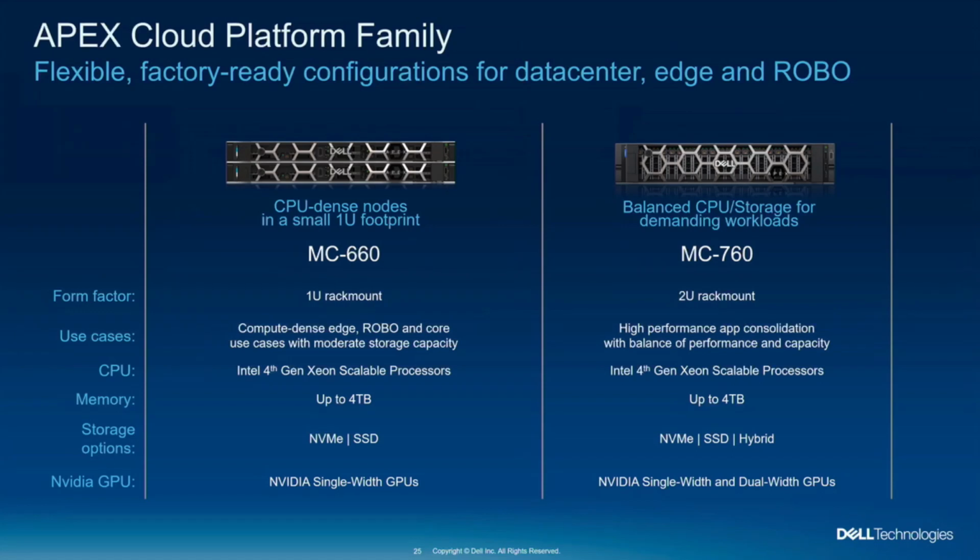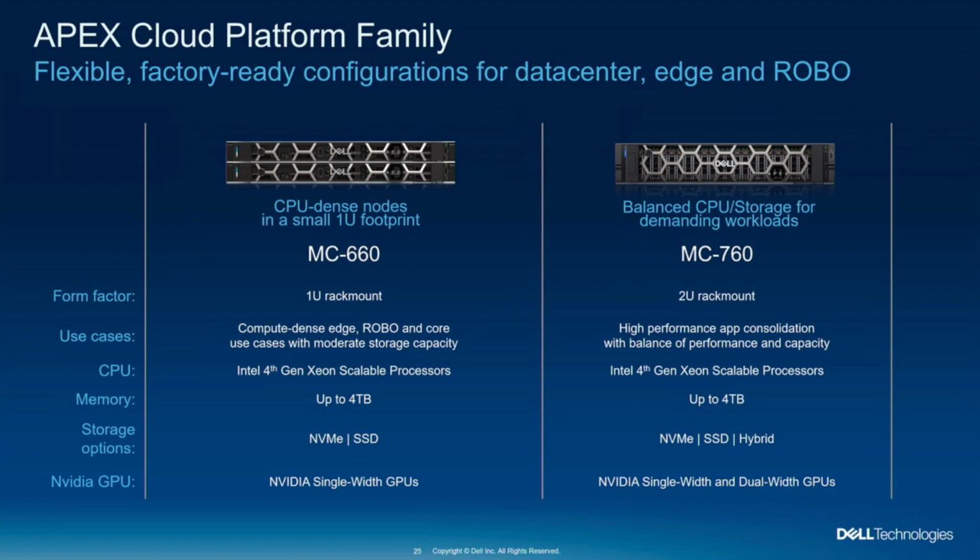So the MC nodes are based on PowerEdge 16G. They are a specialized configuration of PowerEdge. You cannot take any PowerEdge and turn it into an MC node. It has to be an MC node. Today we offer two different options. The MC660 is a 1U 10 drive configuration, and the MC760 is a 2U 24 drive configuration.